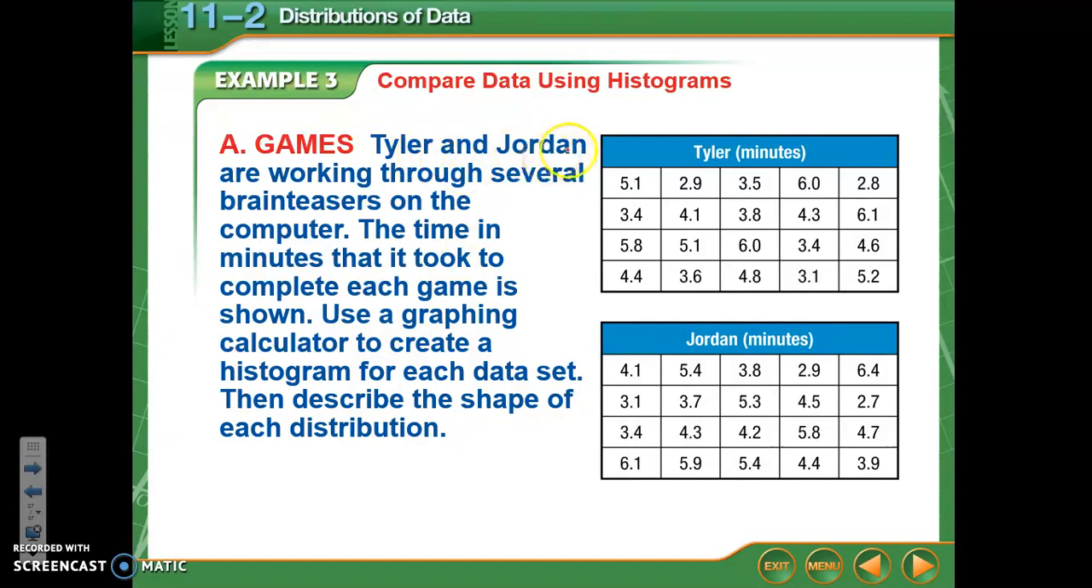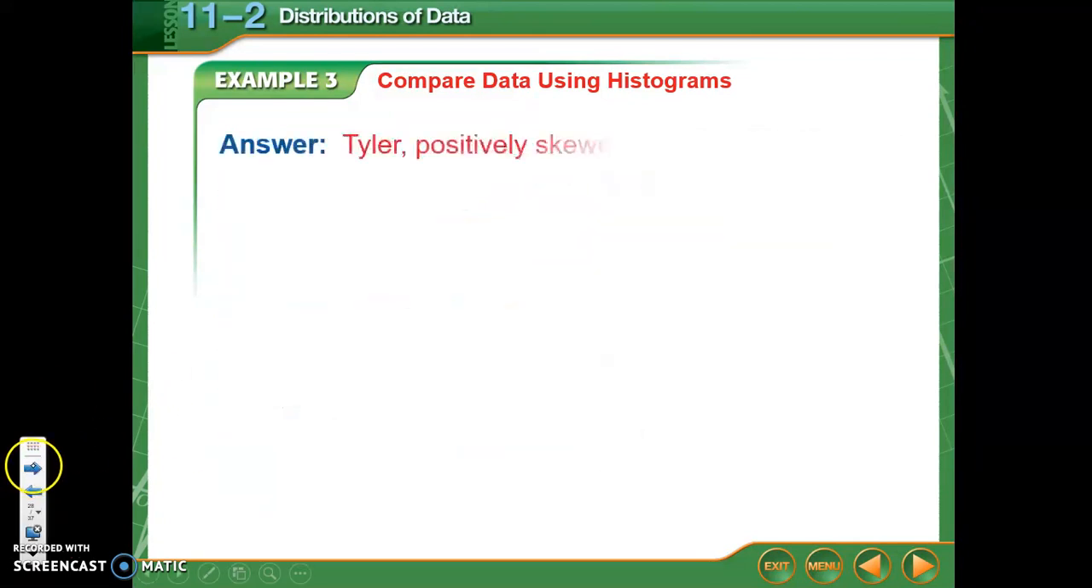So here we have Tyler and Jordan working through brain teasers on the computer, and we have two charts that record the amount of time it took them to complete each game. So use your graphing calculator, use your Inspire to create a histogram, and then we're going to describe the shape. So you'll probably have to pause to put the data in and make the histogram for each one.